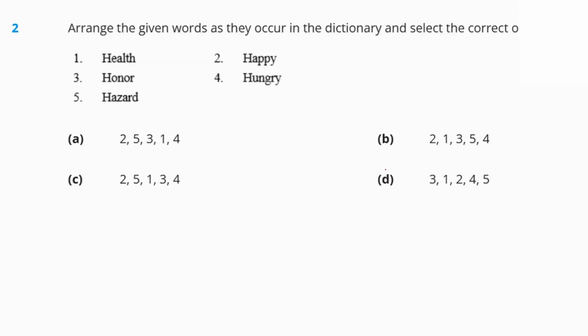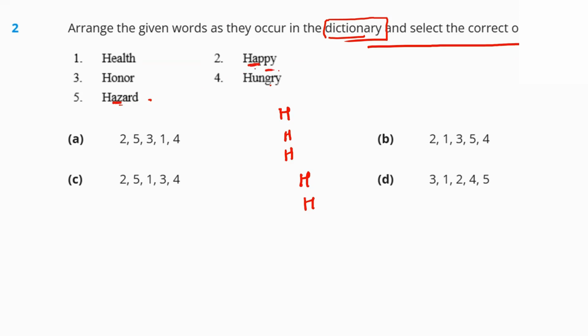The next question: arrange the given words as they occur in the dictionary and select the correct option. Health, honor, hazard, happy, hungry. In the dictionary, the words occur in alphabetical order. So all start from H. What we need to do is look into our second alphabet. Since every word starts from H, our second alphabet A should come up first.